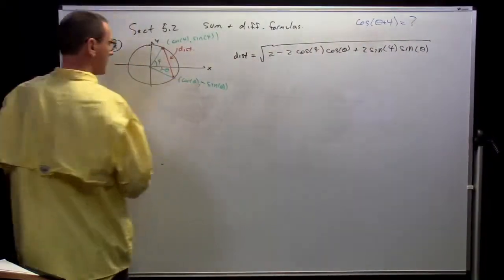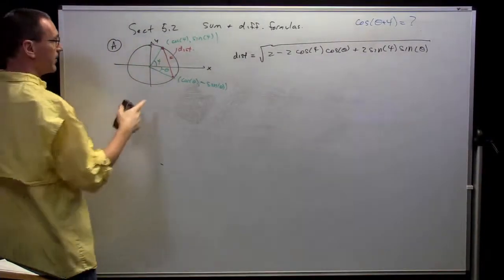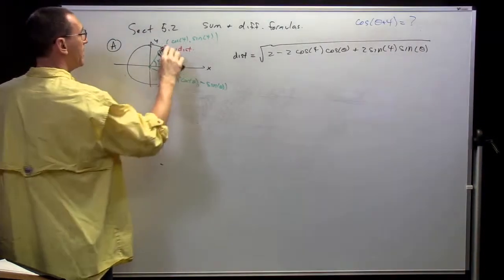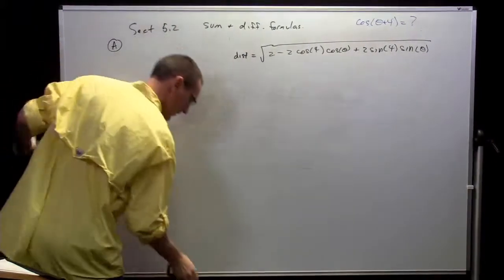Now, let me take this triangle. I'm going to rotate it up an angle of theta so that this line right there is going to go over the x-axis. If I do that, let me just rewrite the whole thing. What's going to happen?